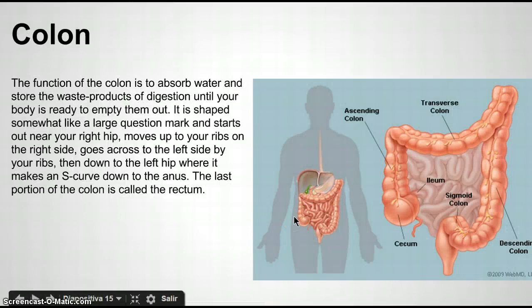Colon. The function of the colon is to absorb water and store the waste products of digestion until your body is ready to empty them out. It is shaped somewhat like a large question mark and starts out near your right hip, moves up to your ribs on the right side, goes across to the left side by your ribs, then down to the left hip, where it makes an S curve down to the anus. The last portion of the colon is called the rectum.